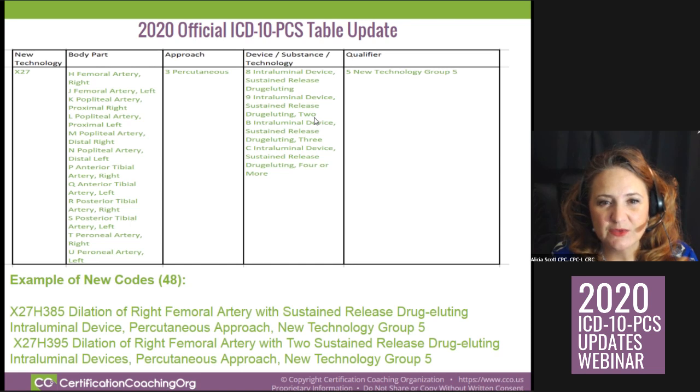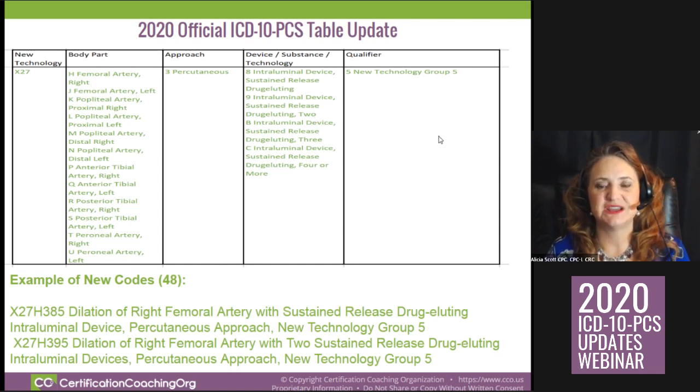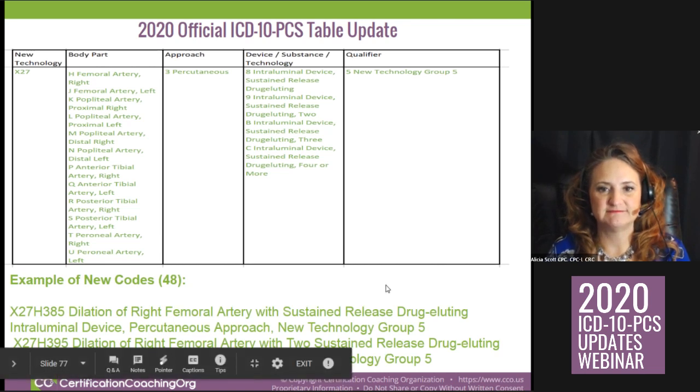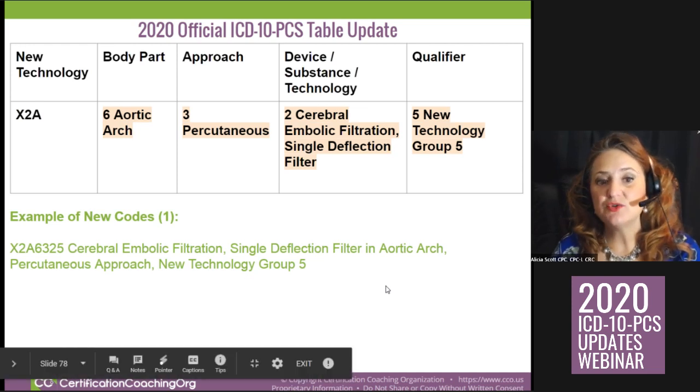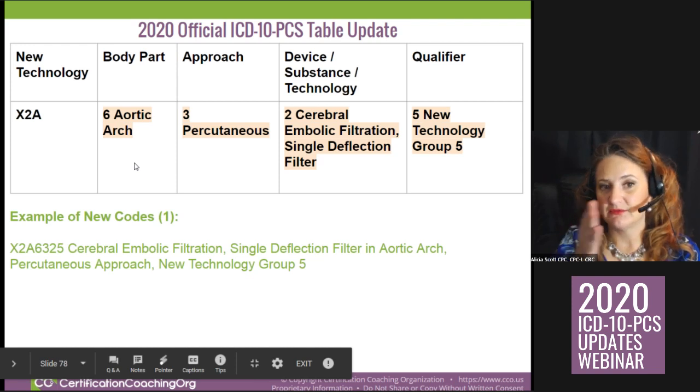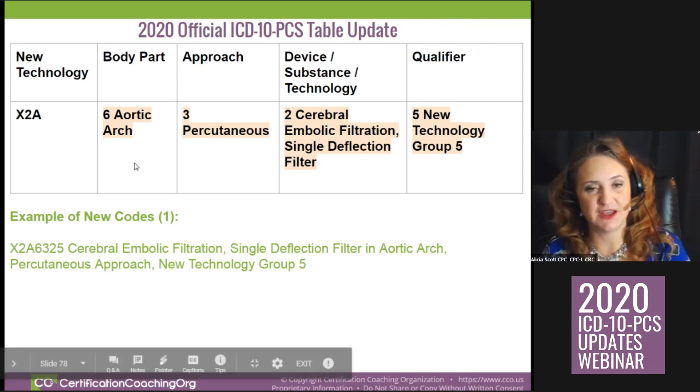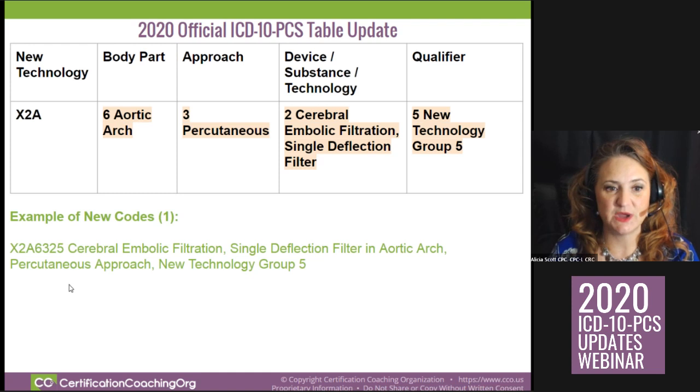We could do 2 of them. We could do 3, 4, or more, and this is all new technology, group 5. Exciting. Only one new code is going to body part. Remember, body part means the other 3 are all going to have new content as well.